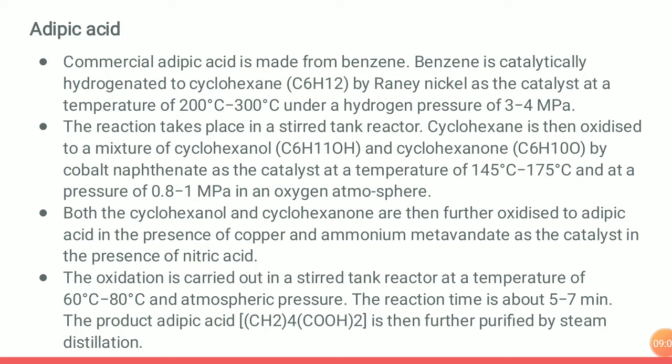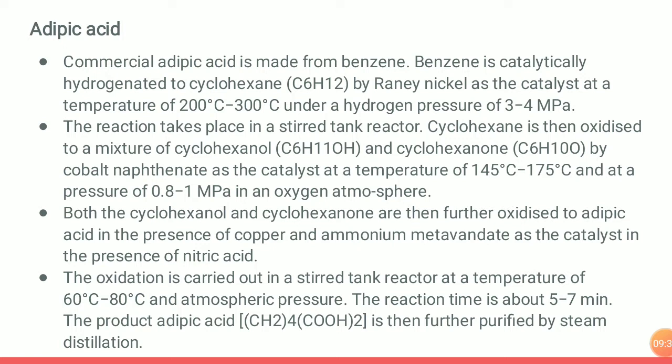Adipic acid is generally made from benzene. Benzene is catalytically hydrogenated to cyclohexane. So benzene is converted into cyclohexane by Raney nickel as the catalyst, at a temperature of 200 degrees Celsius to 300 degrees Celsius under a hydrogen pressure of 3 to 4 megapascals. The reaction takes place in a stirred tank.